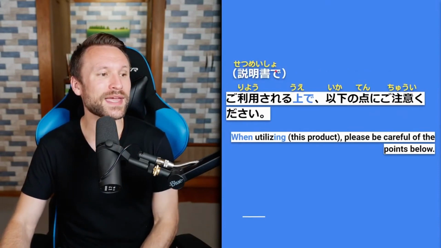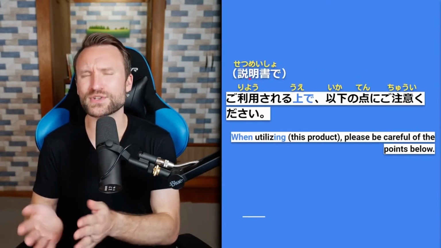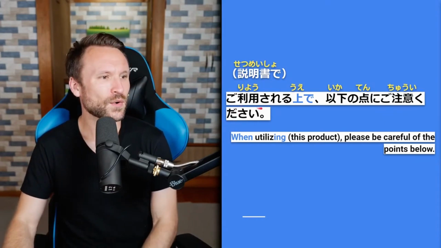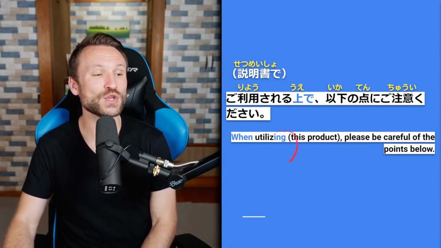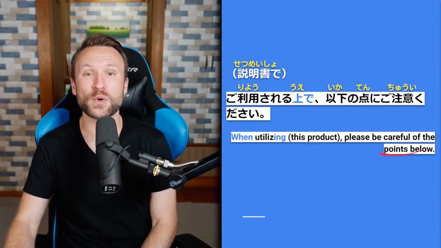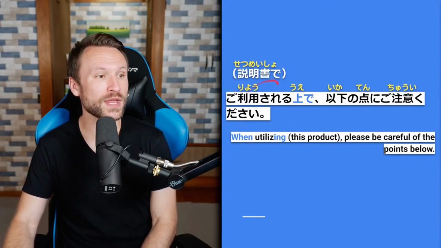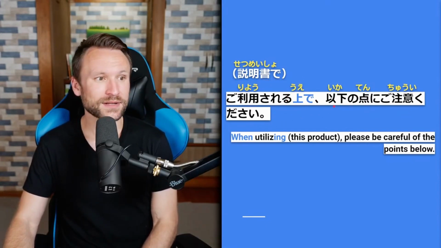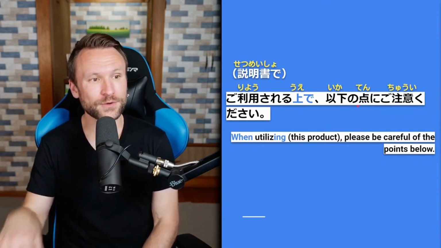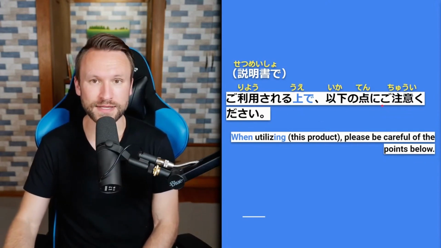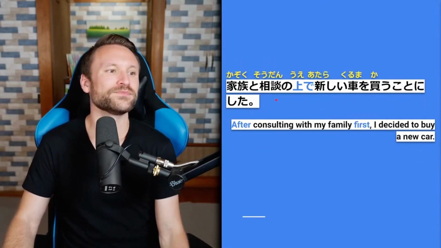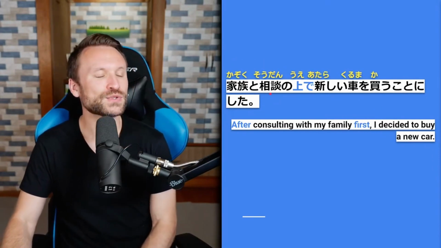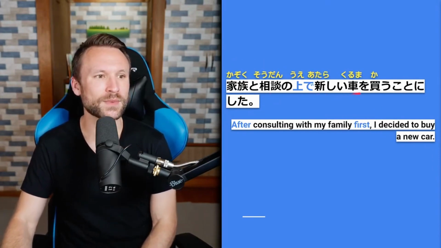説明書に So in an explanation book, or what do you call those? Instruction booklet. ご利用される上で以下の点にご注意ください. So when utilizing this product, please be careful of the points below. This is something you'll see a lot. So ご利用される上で, so when using this product, a very polite way of saying it, or utilizing this product, 以下の点, so the points below に in that direction ご注意ください. Please be careful.